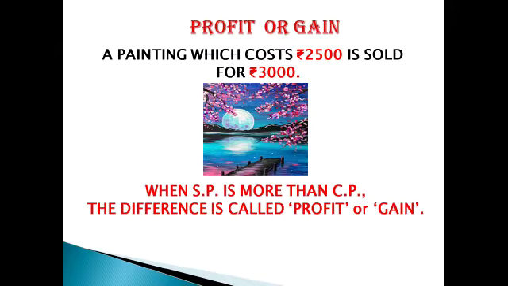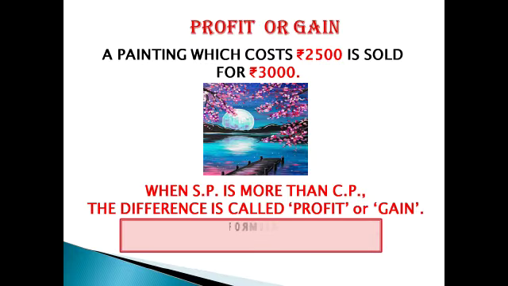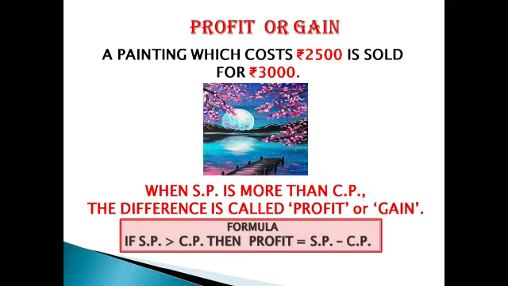When selling price is more than cost price, the difference is called profit or gain. Formula to find out the profit is given as selling price minus cost price, if selling price is greater than cost price.